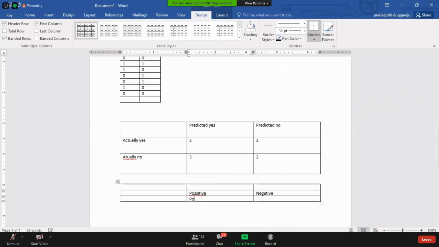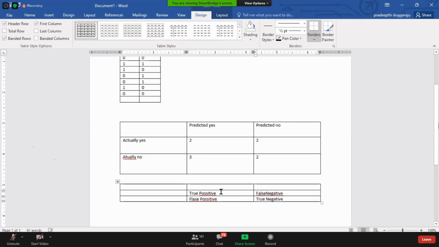So this is also positive. This is negative. As this cell is true predictions, you call this true positive. As this cell is false predictions, you call it false negative. In the same way, this is also false, that means wrong predictions, false. But this is the correct prediction, so you say it as true negative.